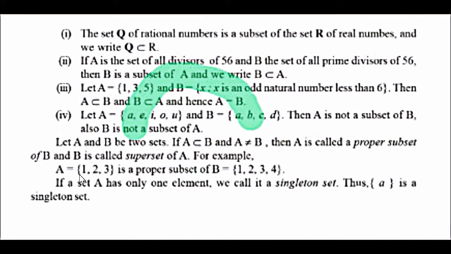See, if {1, 2, 3} lies in the set B, {1, 2, 3, 4}, so {1, 2, 3} exactly lies inside B. We say that A is a proper subset of B.